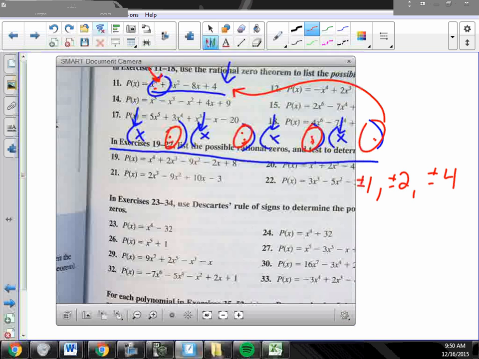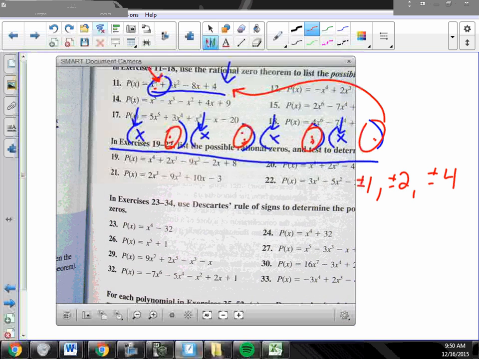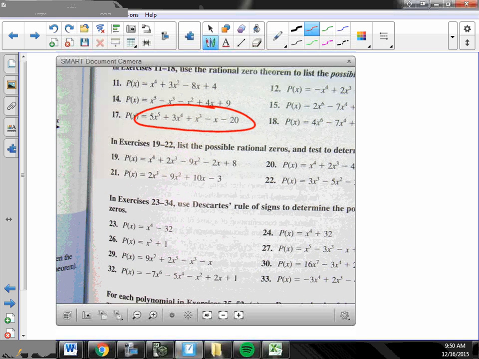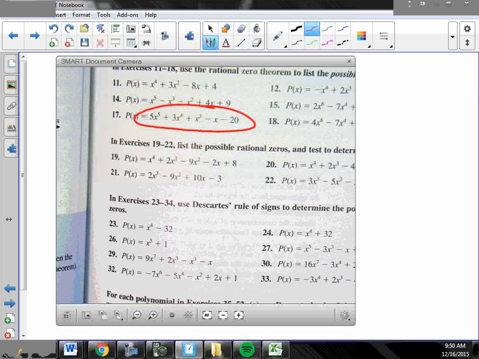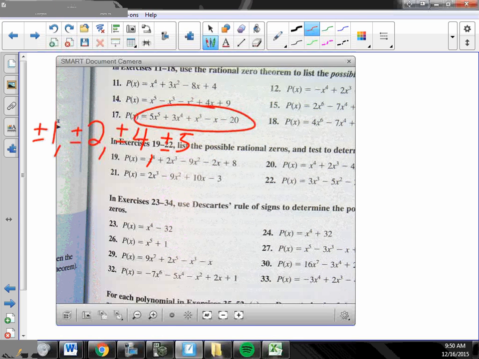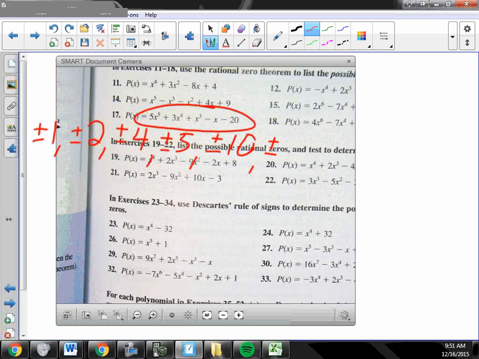Oh, wait, we got to do one more thing. All right, so let's look at 17. What are the possible roots for 17? Plus or minus 1, plus or minus 2, plus or minus 4, plus or minus 5, plus or minus 10, and plus or minus 20. Now, that takes care of the 20.